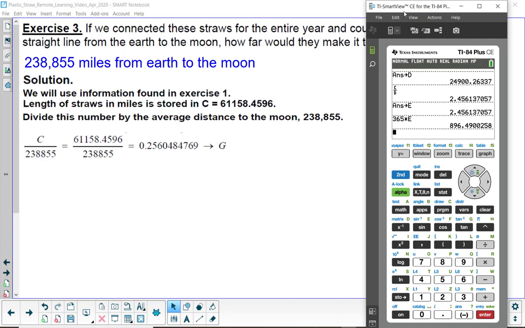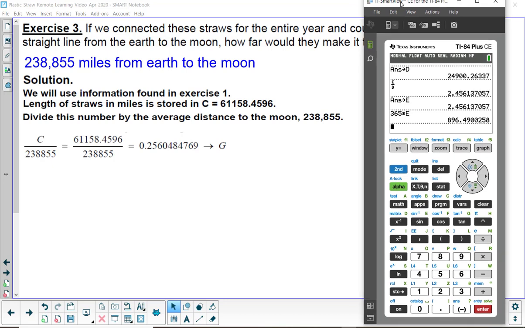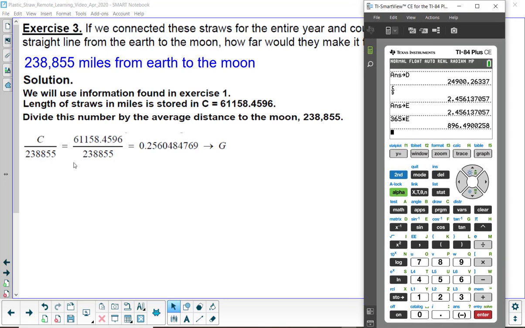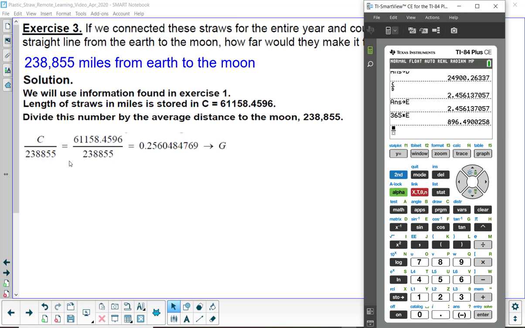And it was a good idea to have those numbers typed in, because we have so many significant digits there. We don't have to retype them, might not make a mistake, and so on. So alpha x t theta n gives me the fraction template. Alpha program brings up the letter C. Down arrow, type in 238,855 miles, which is the distance from Earth to the moon on average. And we're getting about a quarter, a little bit bigger than a quarter. And we're going to store that into alpha tangent, which is the letter G.